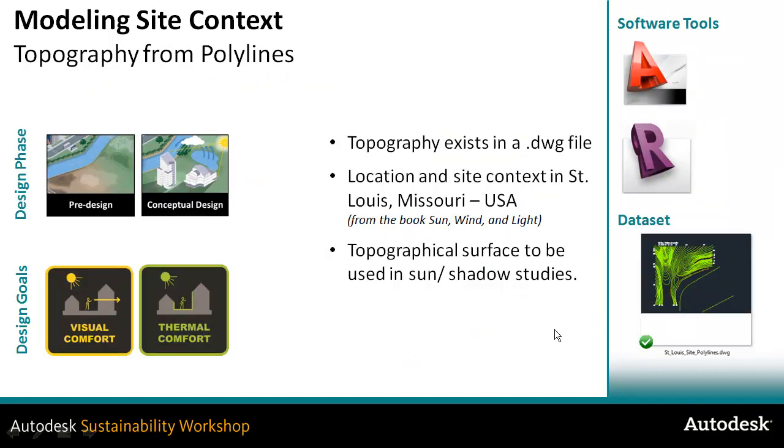You might receive a drawing like this from a civil engineer or from a surveyor. We're going to begin with the DWG file, and I'll begin by just explaining how the DWG file is structured. The location of the site itself is St. Louis, Missouri, and this example is from a book called Sun, Wind and Light. In that book, you're shown how to create the terrain model, maybe using cork or styrofoam, and then how to anticipate what the shadow patterns are going to be on the site itself. So we're going to do digitally what they're doing manually in that actual example.